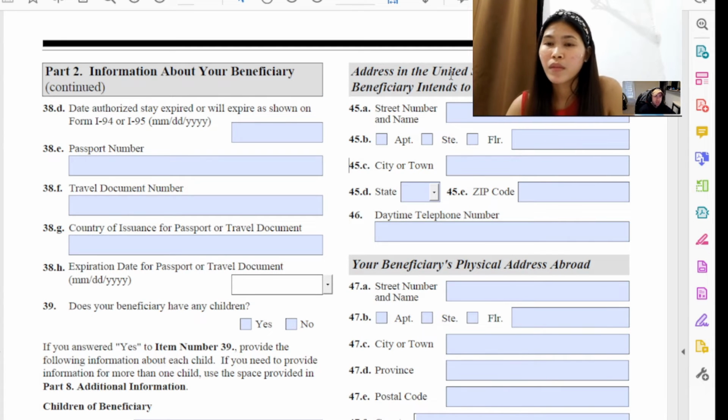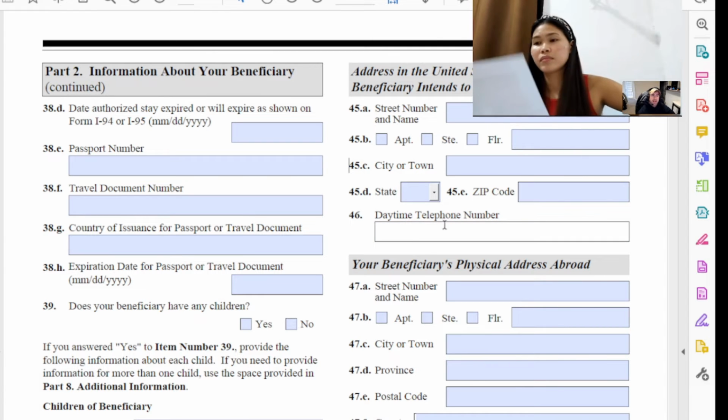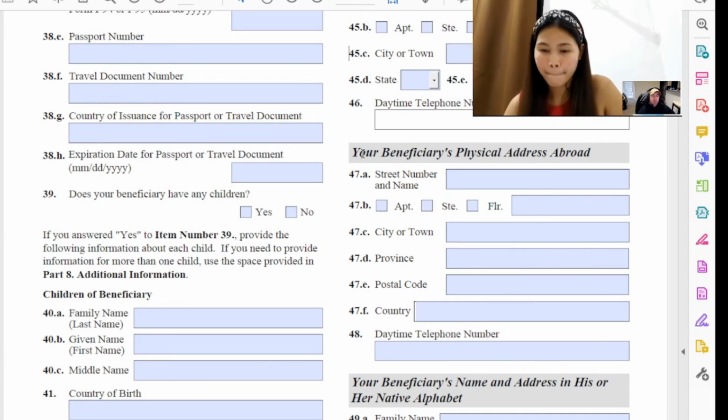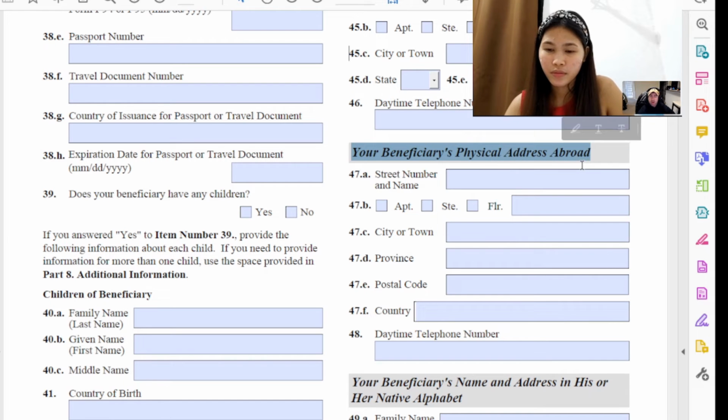So it says address in the United States where your beneficiary intends to live. Is Jessa going to live with me? That is where my address goes. And then, of course, I give them my telephone number. Your beneficiary's physical address abroad. That is where she's living currently.